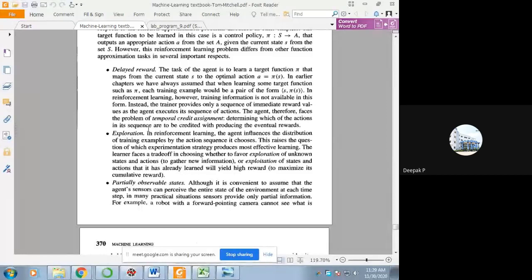Okay, so next is exploration. Reinforcement learning distributes the training examples through a separate set of sequences of actions. So this raises a particular type of question: how does experimentation produce effective learning? For that purpose, we have a trade-off learner, where the system has to decide whether to favor exploration of unknown states and actions for gathering new information, or whether to use exploitation of different states and actions which have already yielded a high reward. So these are the two important aspects.